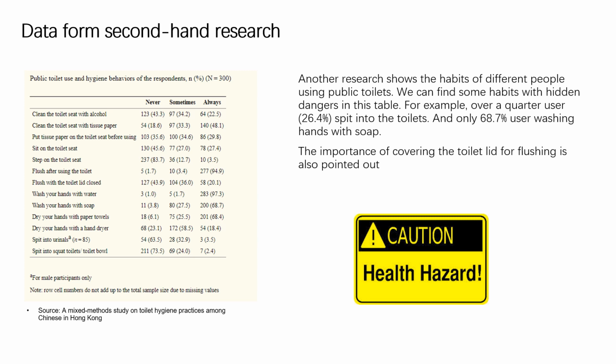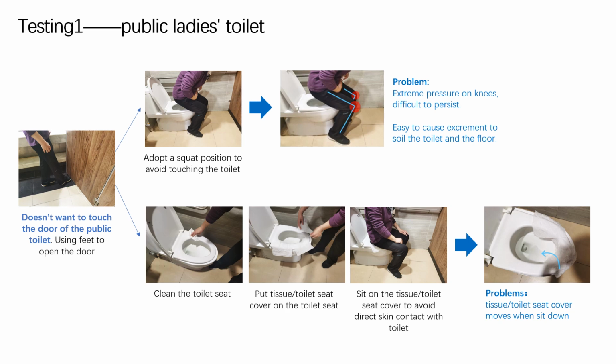Someone never flushes after using the toilet, and someone forgets to wash their hands with soap. And here there are many things that may cause bad consequences. So it's a big problem. We need to solve that. Then we divided it into 3 different groups. Each group has a topic.